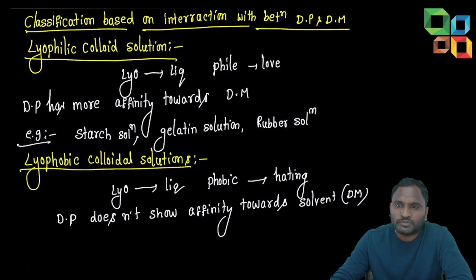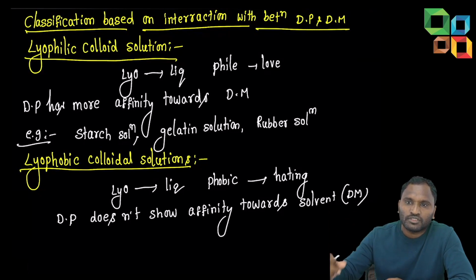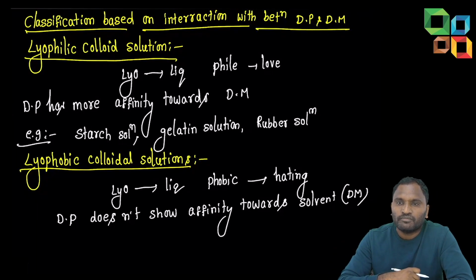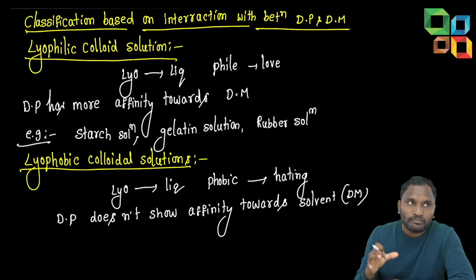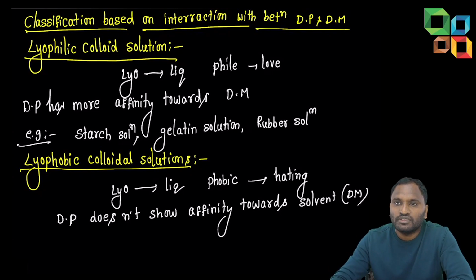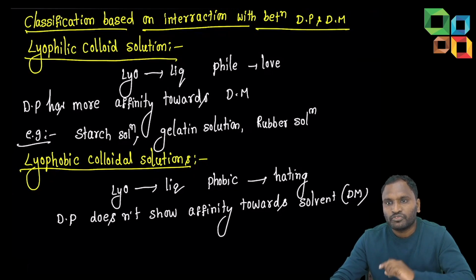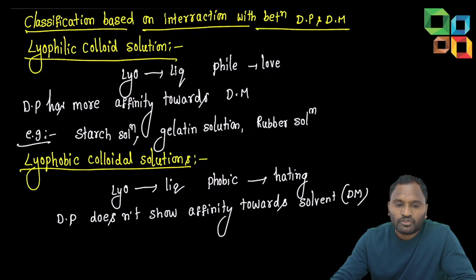You need to use special methods to prepare lyophobic colloidal solutions. Direct mixing is not possible. If you want to prepare gold sol, you have to pass immense heat. Then only the gold will melt, evaporate and mix with the solvent. Otherwise, it won't. That is called Bredig's arc method. That is beyond your scope now; in second year you are going to learn it. So special methods are used to prepare lyophobic colloidal solutions.